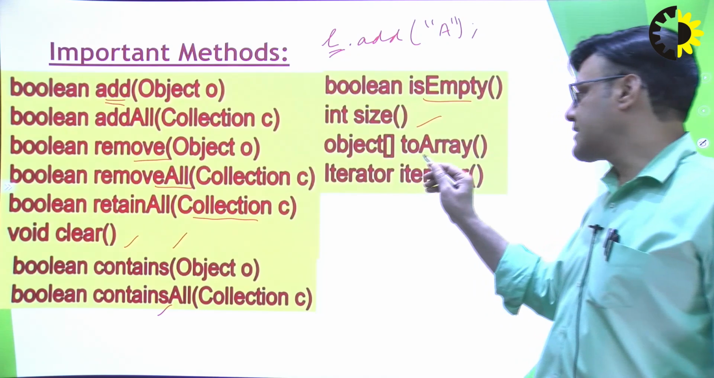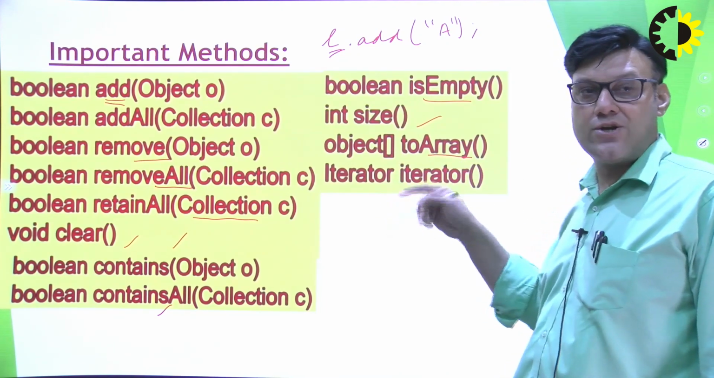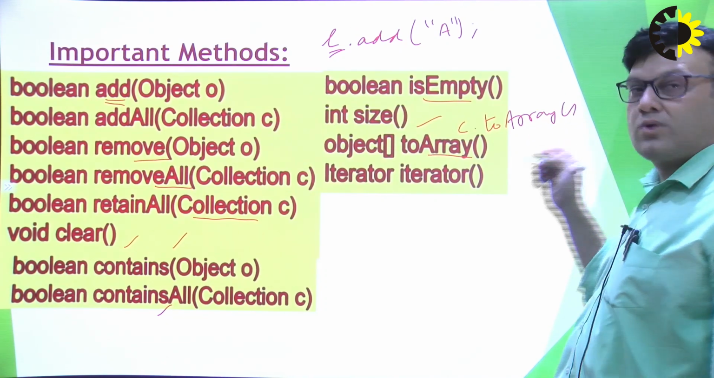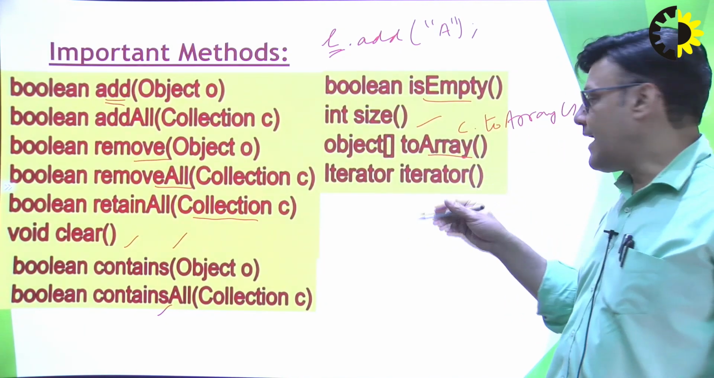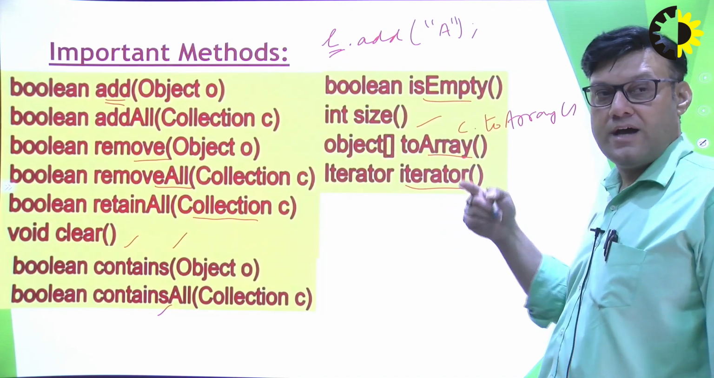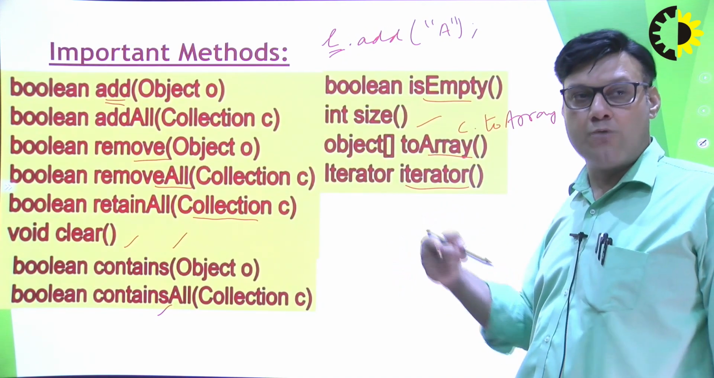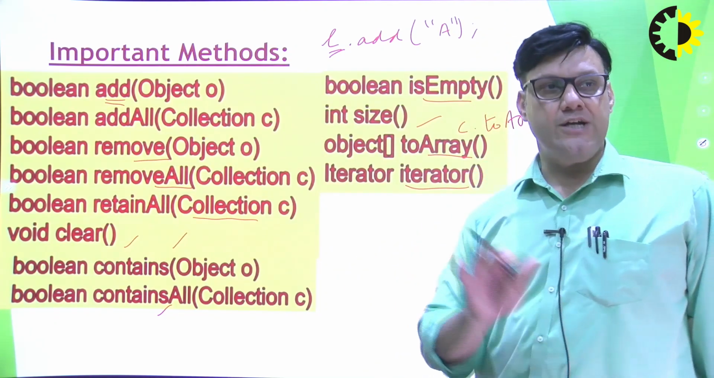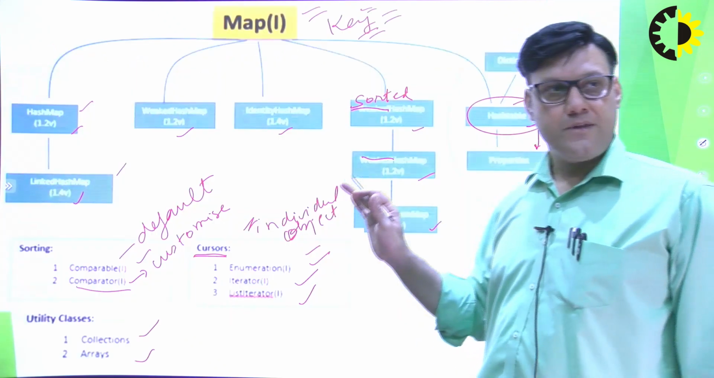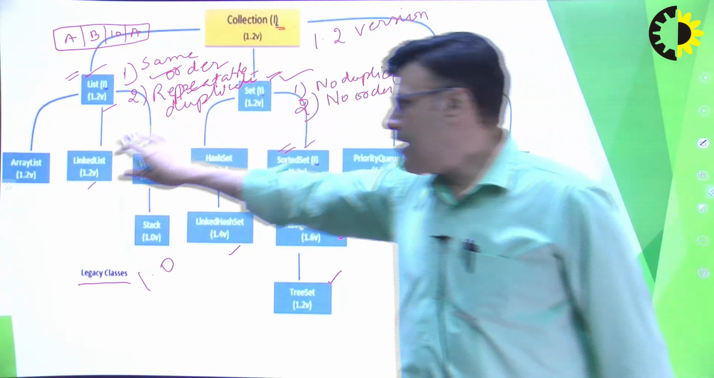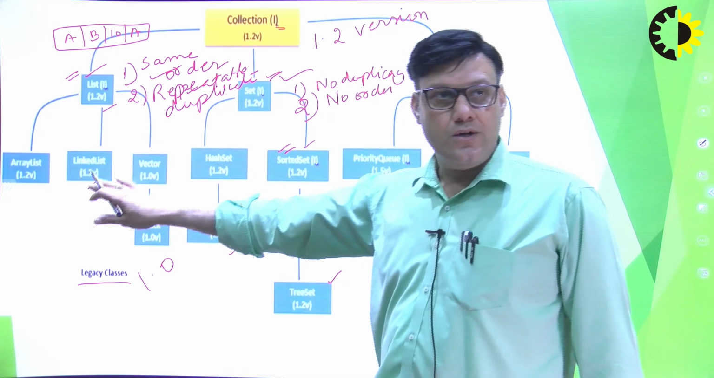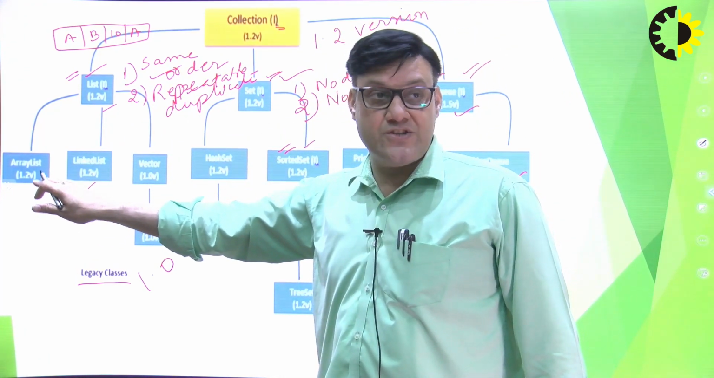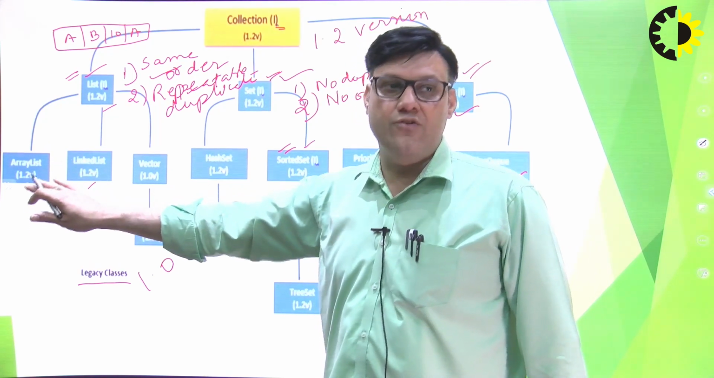Object toArray: I want to convert a collection to an array. The c dot toArray method is used to convert from collection to array. And this is iterator. Iterator means when I want to go object by object, one by one. So these are some of the important methods that come in the collection interface. These methods are all applicable in the underlying classes, plus there are some specific methods which we will use there.